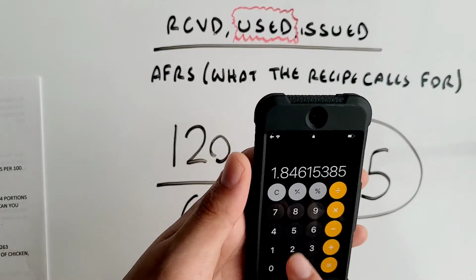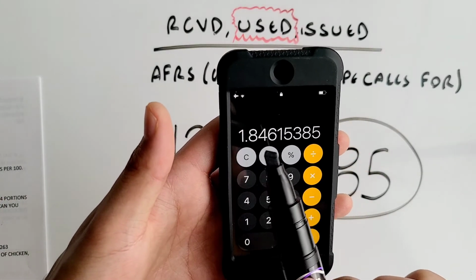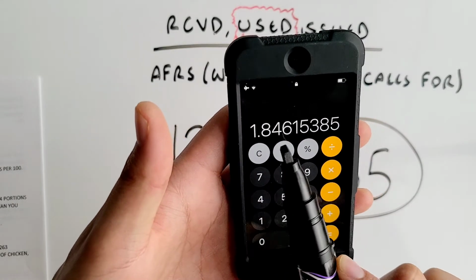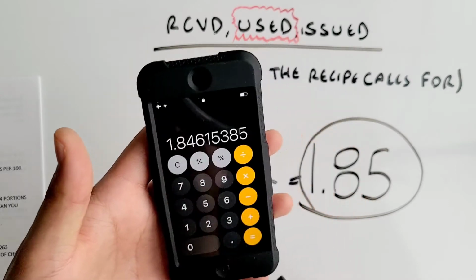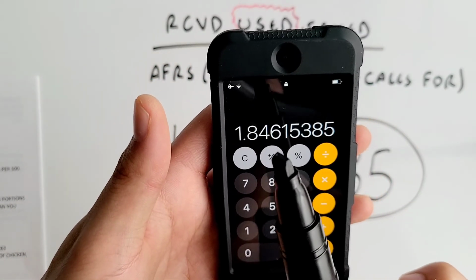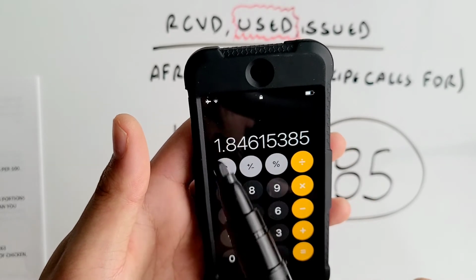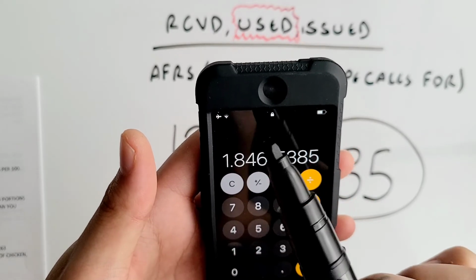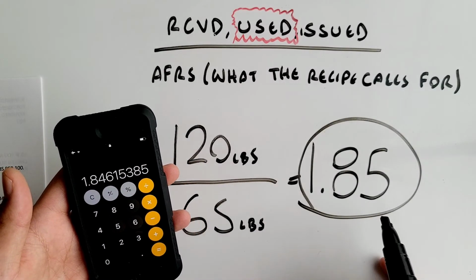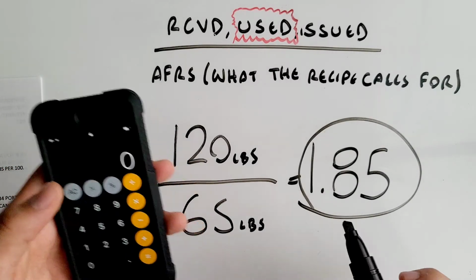The reason for that is we always have to round it to the hundredths place. So it's gonna be these two numbers after the decimal. And the third number, if it's 4 or below, this number would stay the same. But if it's 5 or above, we have to round it up. That's why we got 1.85. And that's it.